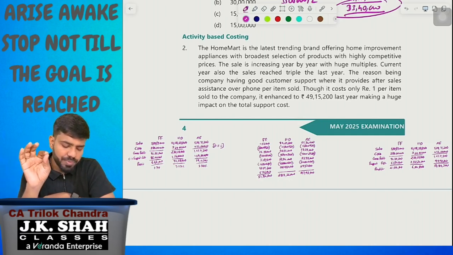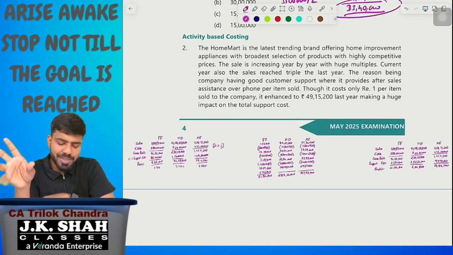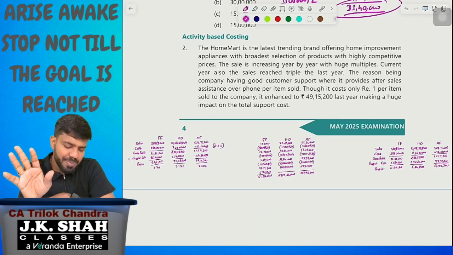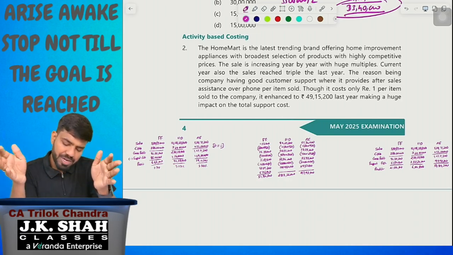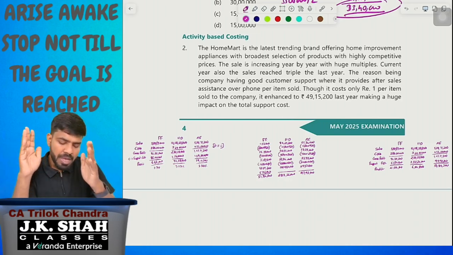Current year also, the sales reached triple the last year. The reason being, the company has good customer support, where it provides after sales assistance over phone per item sold. Though it cost only rupee 1 per item sold to the company, it enhanced to 49,15,200 last year, making a huge impact on the total support cost.